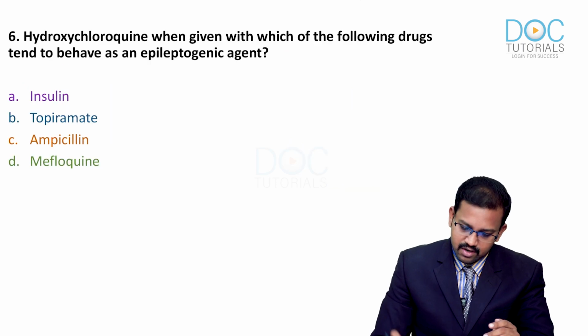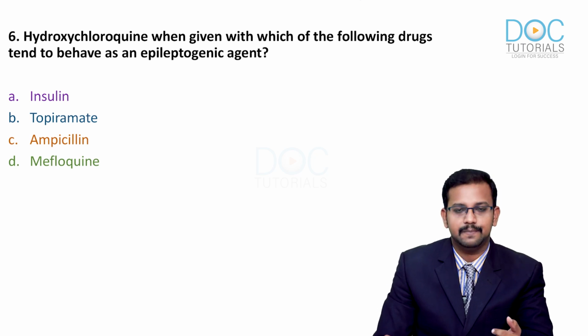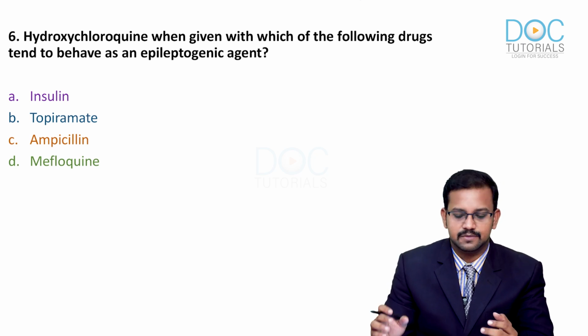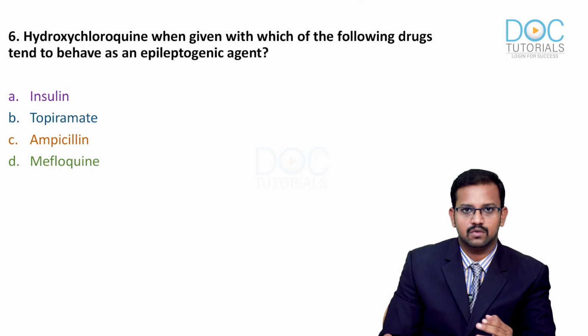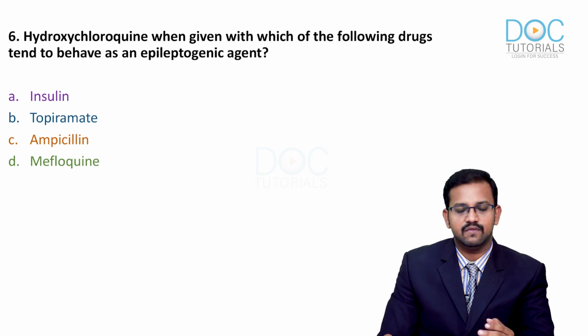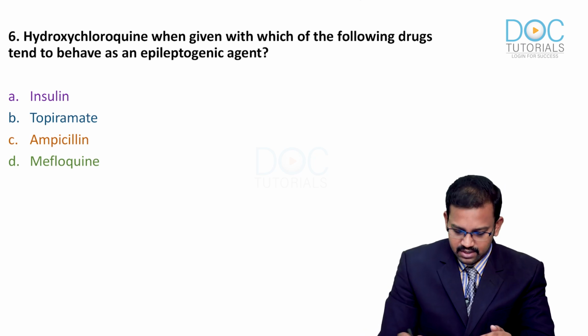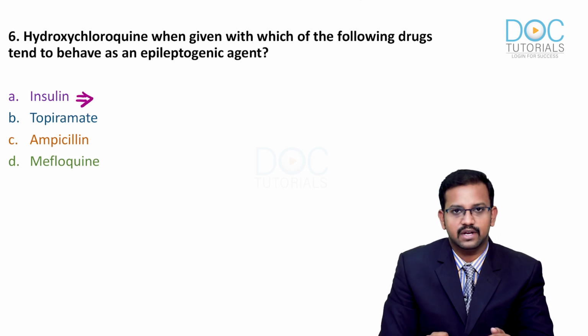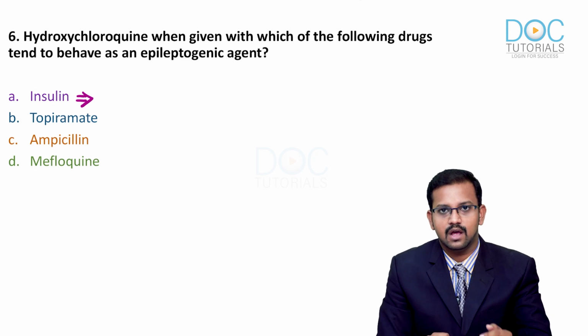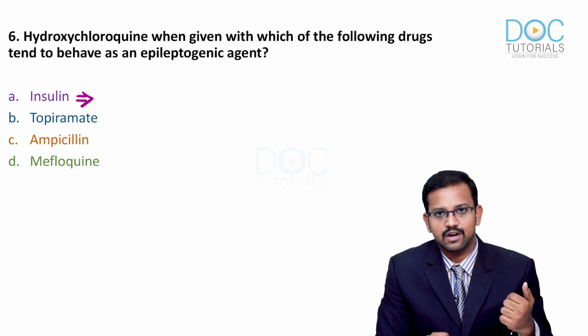Now the next question: hydroxychloroquine when given with which of the following drugs tends to behave as an epileptogenic agent? This is purely a drug interaction question for hydroxychloroquine, guys. Hydroxychloroquine when it is given with which of the following drugs tends to induce development of seizures? Insulin: when hydroxychloroquine is given with insulin, there is already an important ADR of hydroxychloroquine.